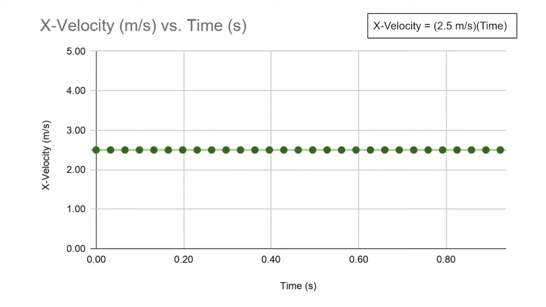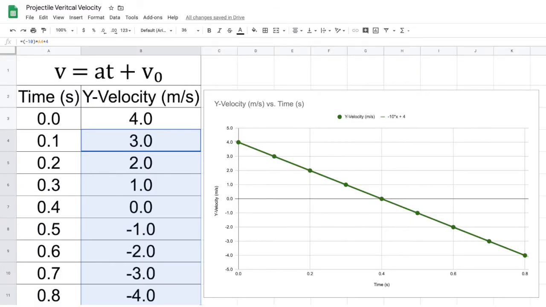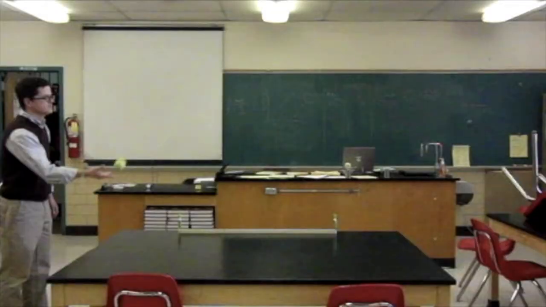Just so we can review it again and compare, this was the horizontal velocity versus time graph. It was constant at 2.5 meters per second. The vertical velocity graph shows that the velocity is changing steadily at an acceleration of -10 meters per second squared. So how do we make sense of these velocities in terms of the flight path of the ball?